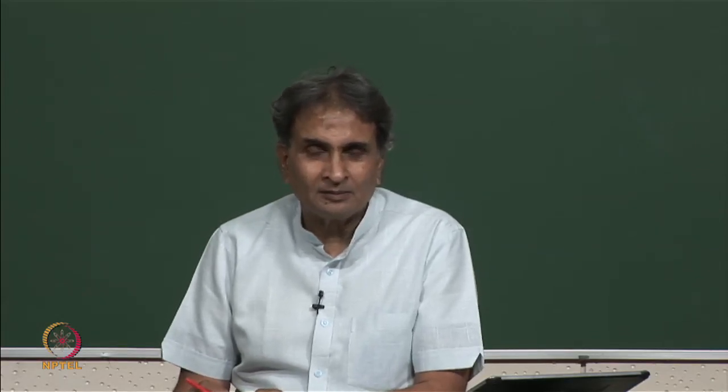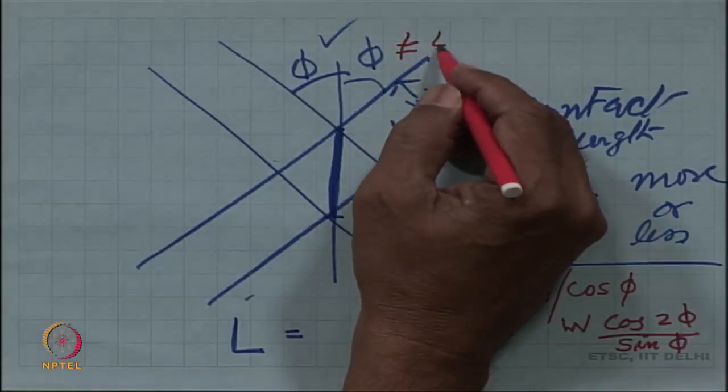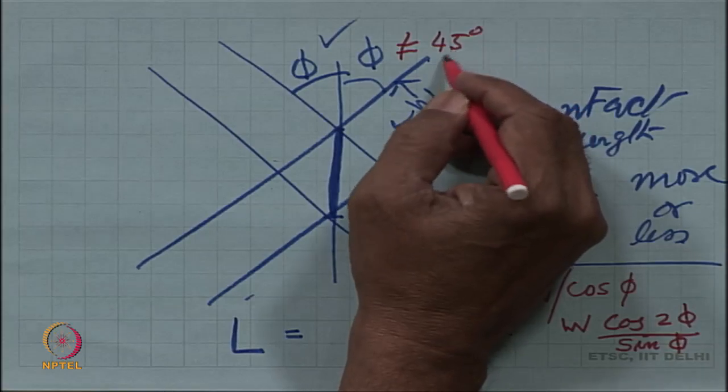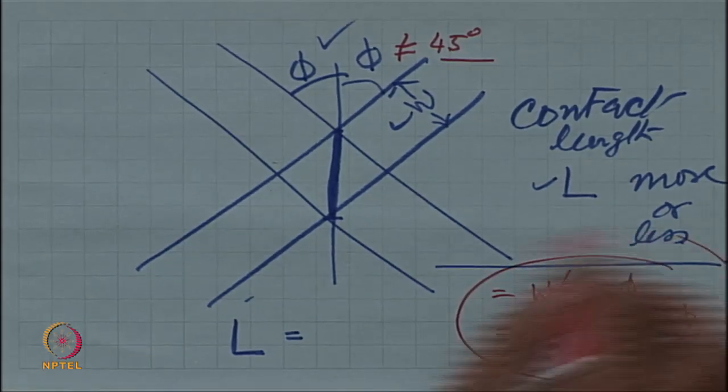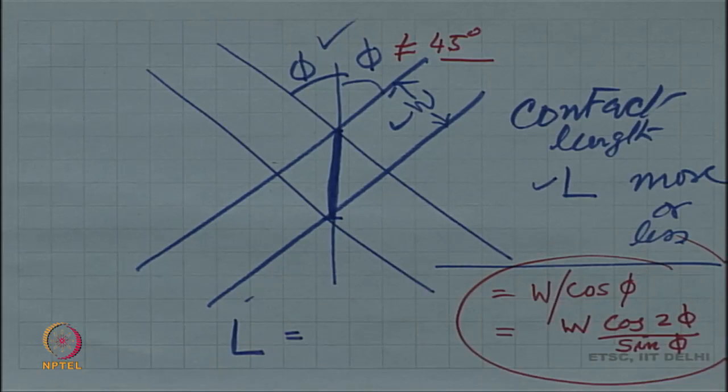One thing you must expect is that phi is not necessarily equal to 45 degrees. Why should it be? It is a flexible variable. So, I am not accepting any of these values. You can go back and keep the expression in your notebooks, secure and safe.